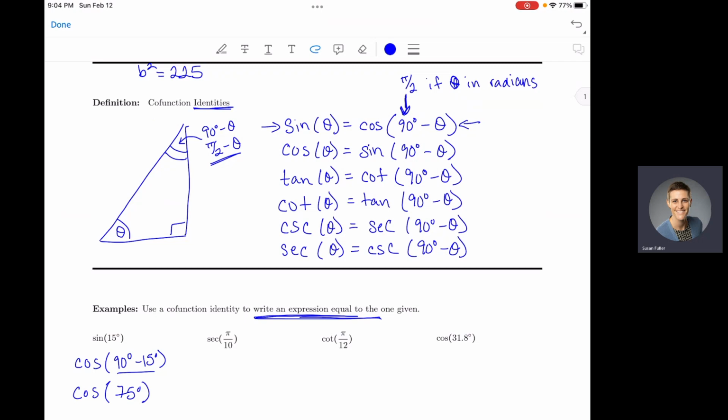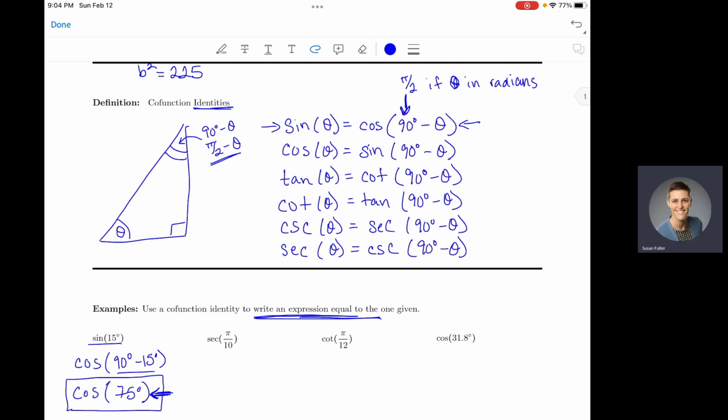Again, ALEKS is not going to want you to put this in a calculator and get a value. It just wants you to say, oh, the sine of 15 degrees is going to be exactly the same as the cosine of 75 degrees. You can check that by putting both values in a calculator, and you will notice that you get the exact same value. But we are just looking for the other trig function that's equivalent to this one. That's all we're doing.